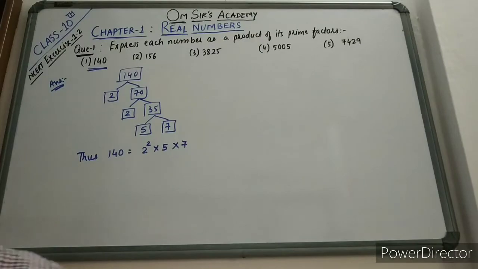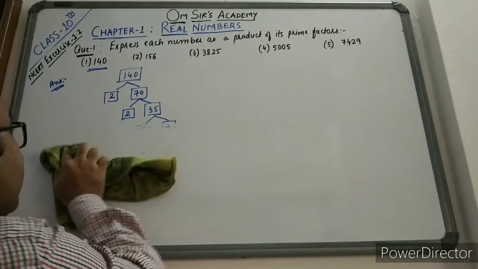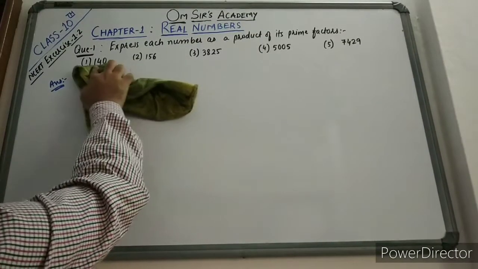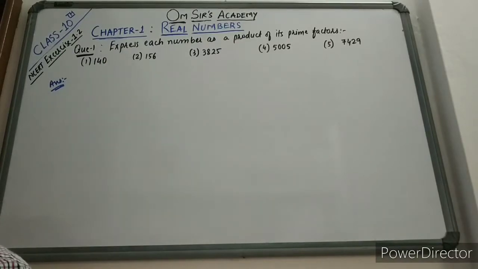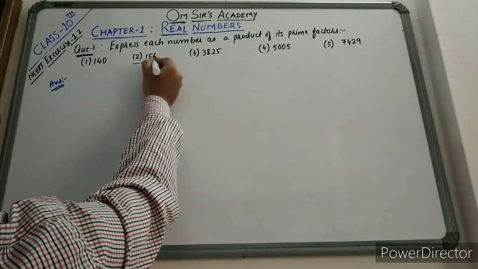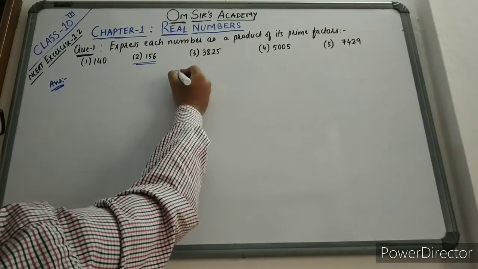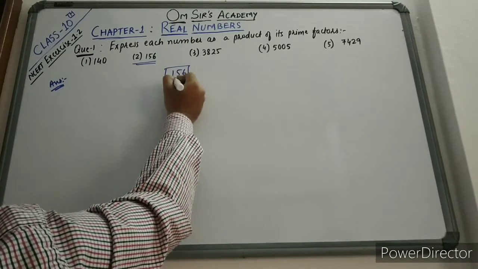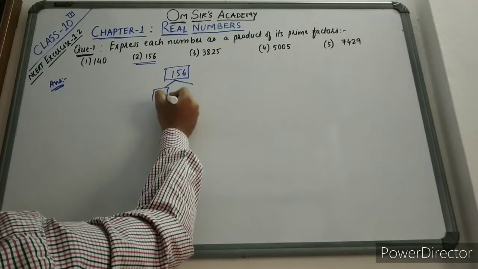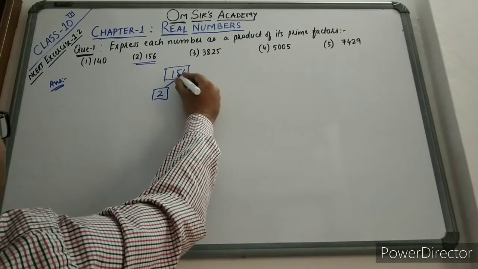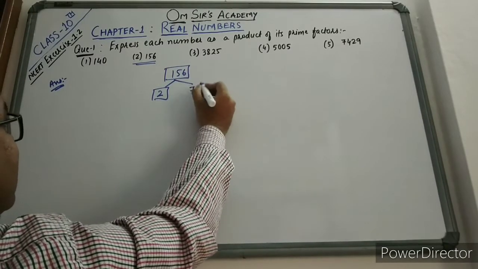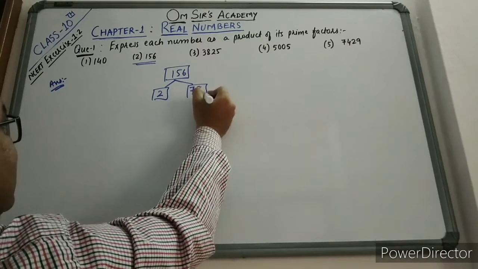Now we move to the second part. The second question is 156. So 156 can be prime factorized as follows. 2 7s are 14, 1 will be the remainder. 1 6 is 16, so 2 8s are 16.